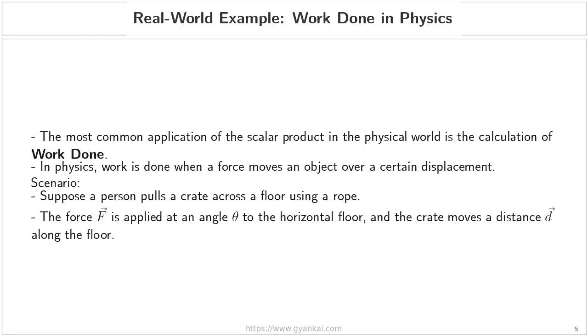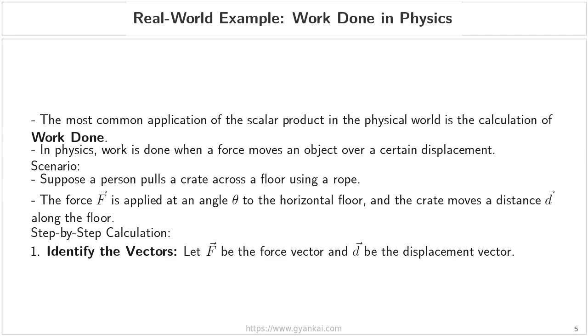Imagine a person pulling a heavy crate across a flat floor using a rope. The person pulls the rope with a force, which we will call vector F, at an angle, theta, relative to the horizontal floor. Meanwhile, the crate moves a certain distance along the floor, which we will call the displacement vector, d. If you want to calculate exactly how much work was performed, you can follow these 5 steps.